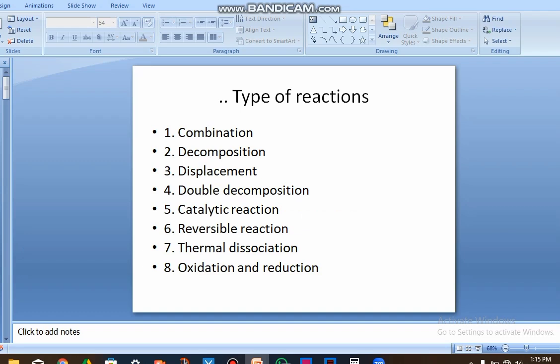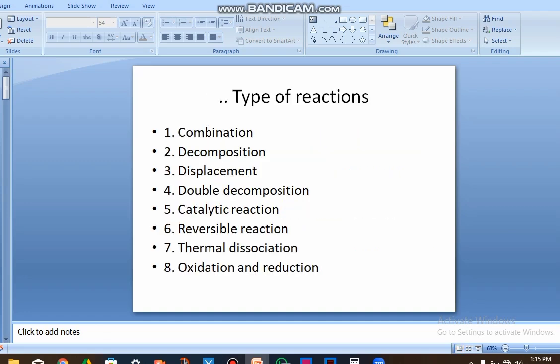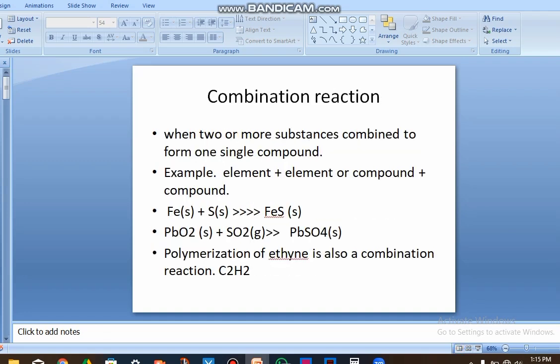So let's start from the first one, which is combination reaction. Let's know the meaning of combination reaction. Look at it: when two or more substances combine to form one single compound. Combination is just mere English, from the word combine. Are you getting it? When two things are combining to form one thing, that is the meaning of combination.